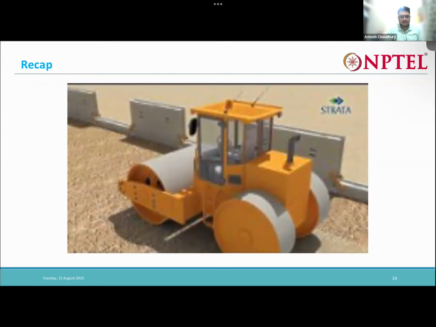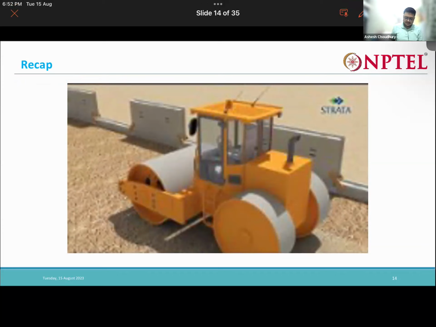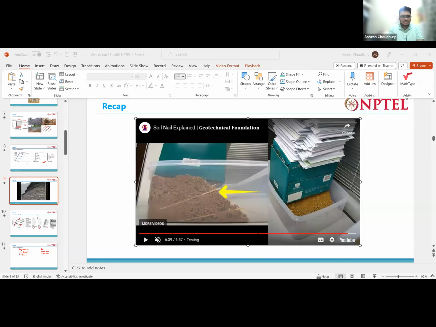So this is a construction video. In this video, it's shown the complete process starting from casting of the facing blocks to the construction of this complete reinforced soil retaining wall. So let us just see this, and I will explain to you step by step.